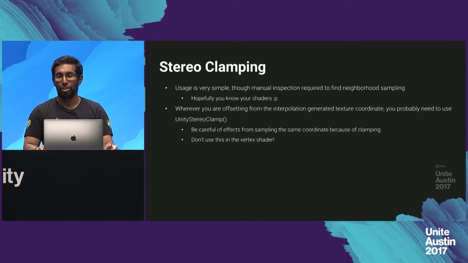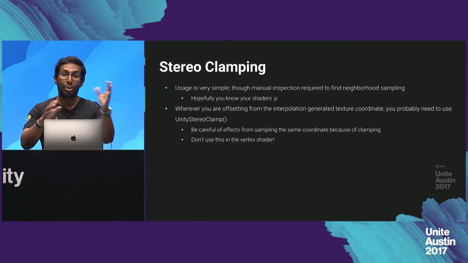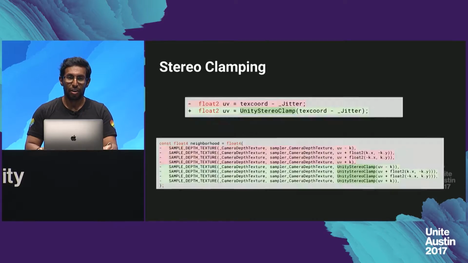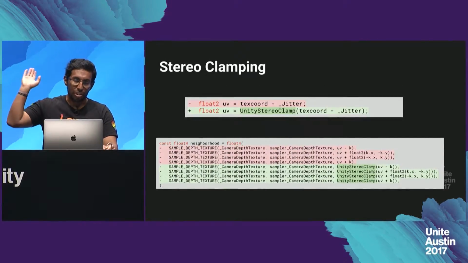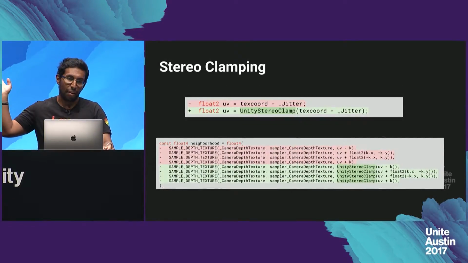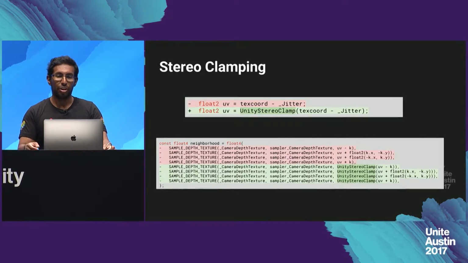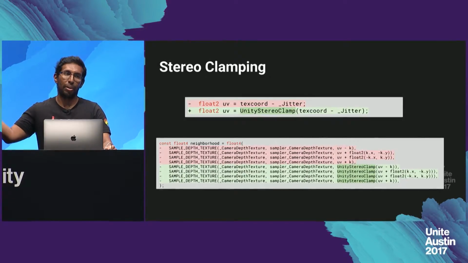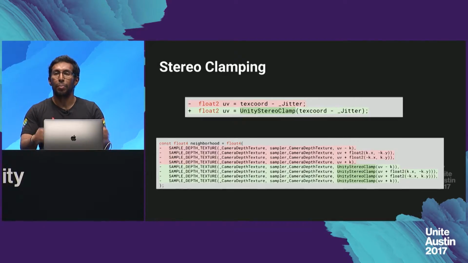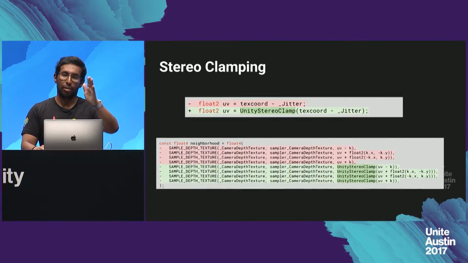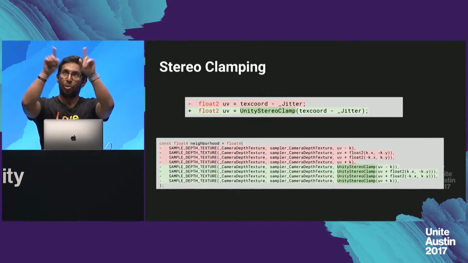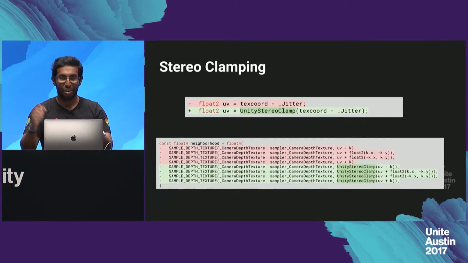And don't use this in the vertex shader. You want to use this when you actually do a texture sample. So don't pre-correct your texture coordinates. So these are a couple simple uses. Like if we have a jitter value, we just wrap the whole thing in Unity Stereo Clamp, and then there's a more complicated example on the bottom, right? So there's a big neighborhood sampling from a quadrant pattern. I should have probably drawn something instead.